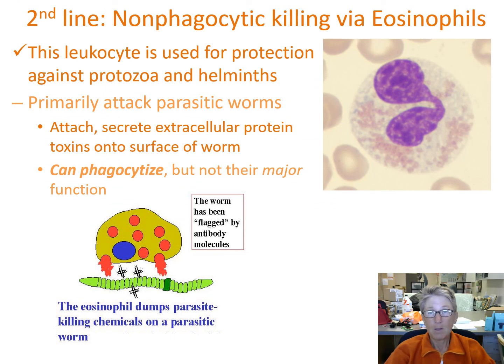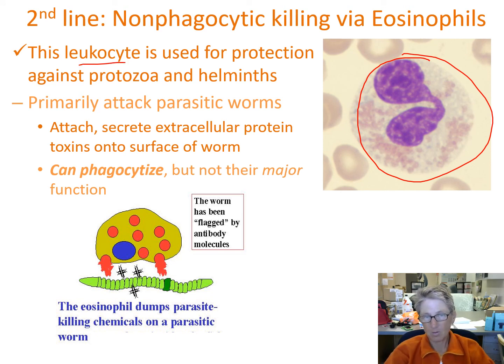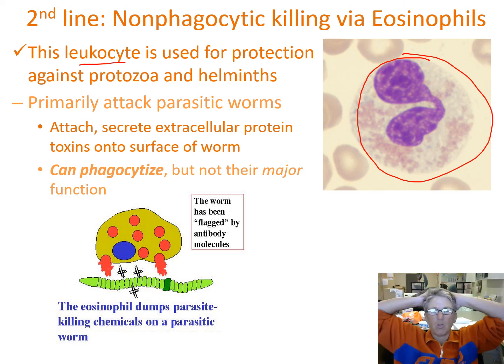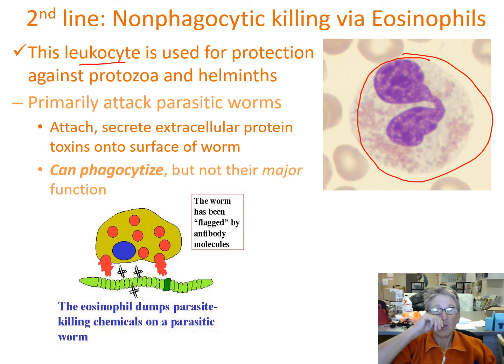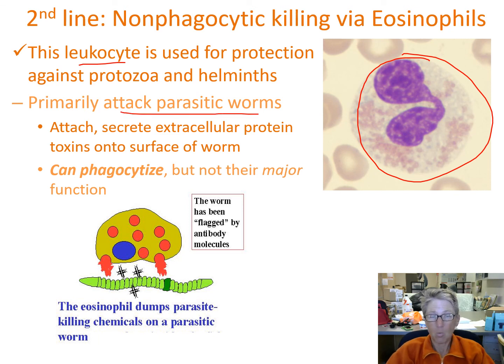Okay, eosinophils. Here's a light micrograph of an eosinophil. It's a leukocyte, a white blood cell. If you have a high eosinophil count in your blood when you do a white blood cell differential, that means you could have a protozoan or a worm infection. It could also mean you have allergies. So eosinophils primarily attack parasitic worms.